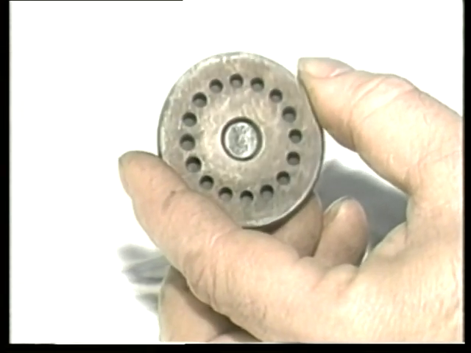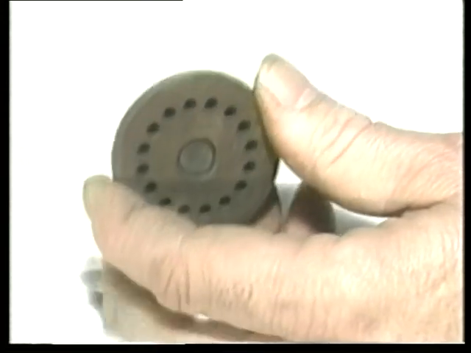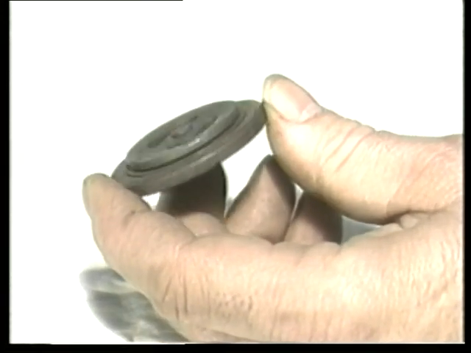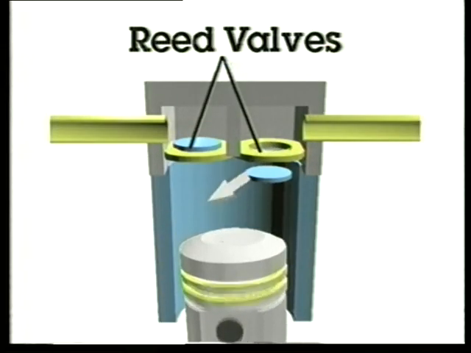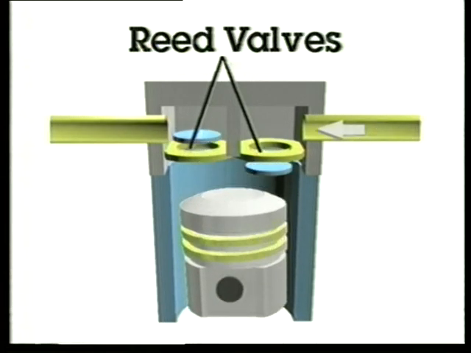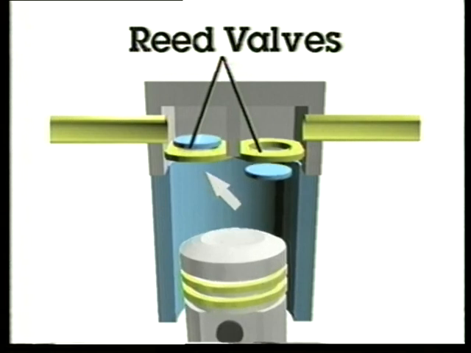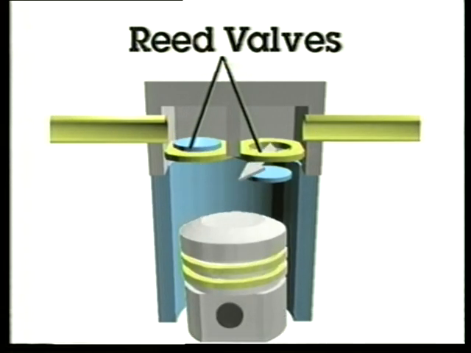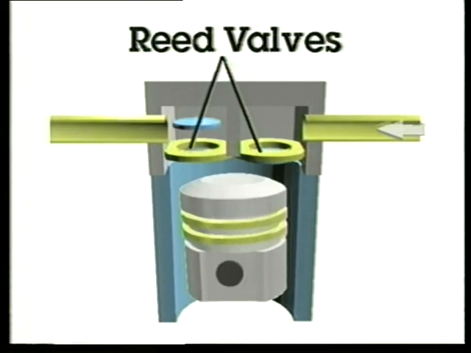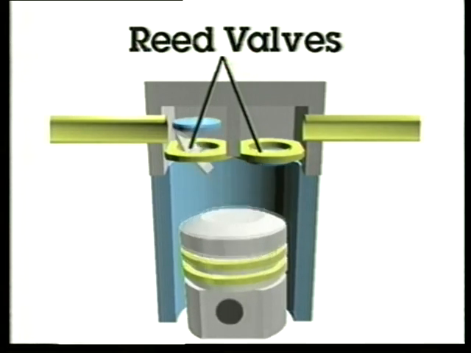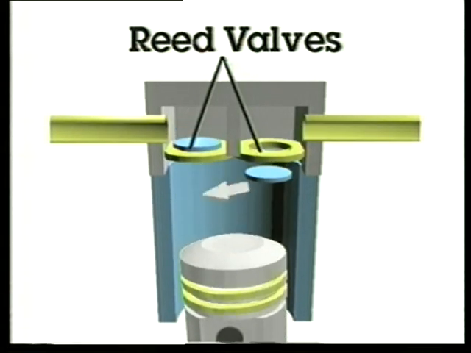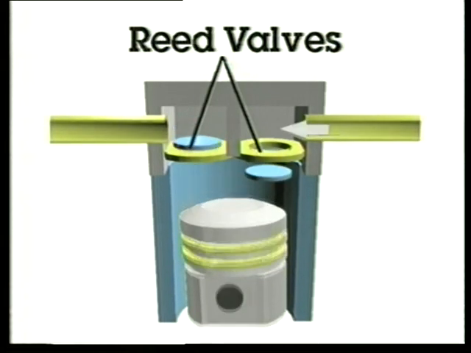Here is a newer style reed valve, but it works the same way. Study the fundamental action of reed valves. One reed valve opens on the piston downstroke while the other closes. Then on the piston upstroke, the action is reversed. This causes flow through the compressor and lines in only one direction.